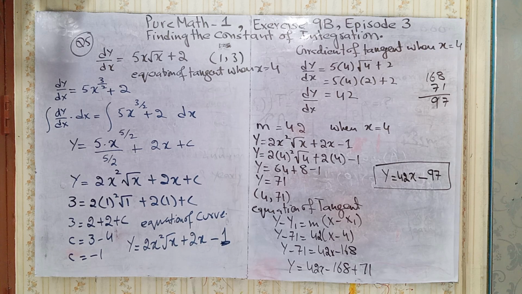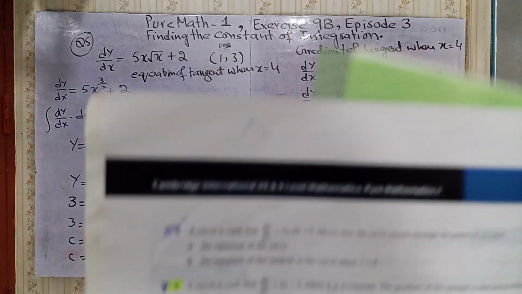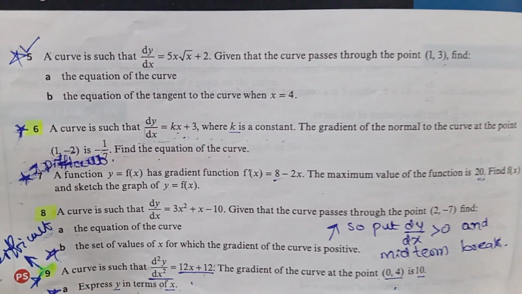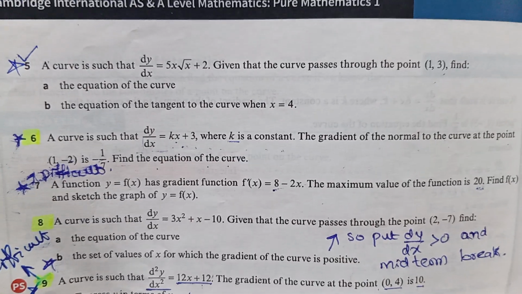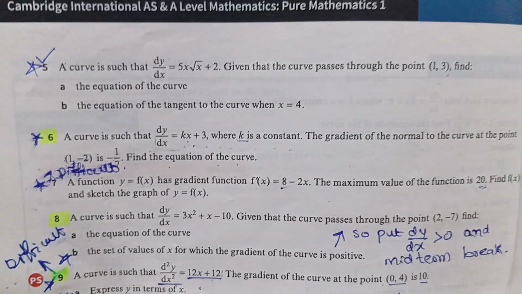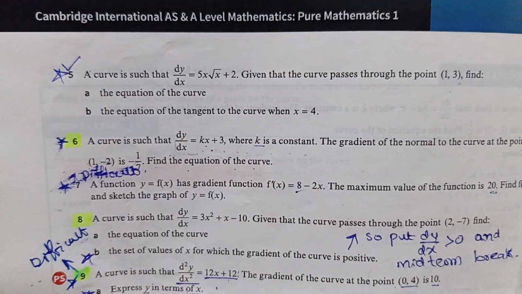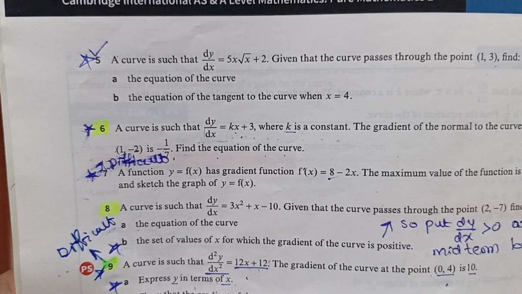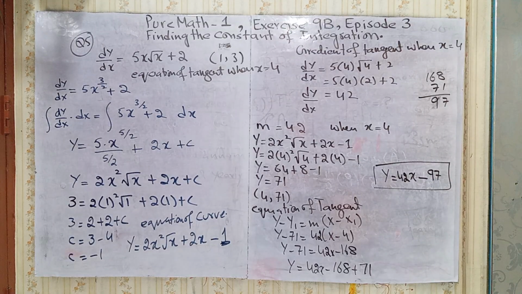Let me show you the question. First of all, question number 5 is given here. A curve is such that dy by dx is equal to 5x under root x plus 2. Given that the curve passes through the point (1, 3), find the equation of the curve, and the equation of the tangent to the curve when x is equal to 4. So this is the question.